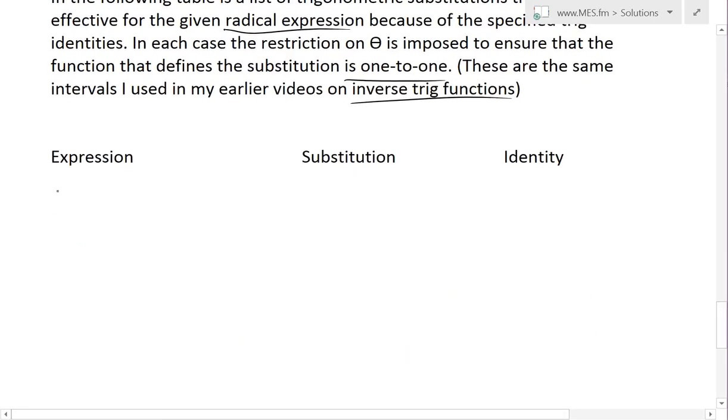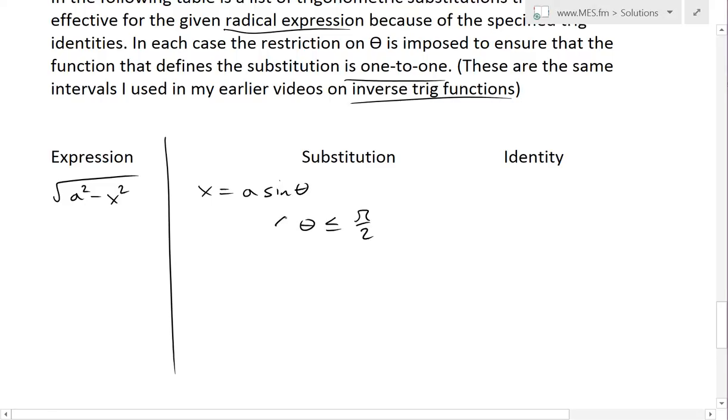So now, if we're dealing with an integral that has the expression square root of a squared minus x squared, we would apply the substitution we just applied earlier: x equals a sine theta, for theta greater than or equal to negative pi over 2 and less than pi over 2. And the identity we use is 1 minus sine squared theta equals cos squared theta.